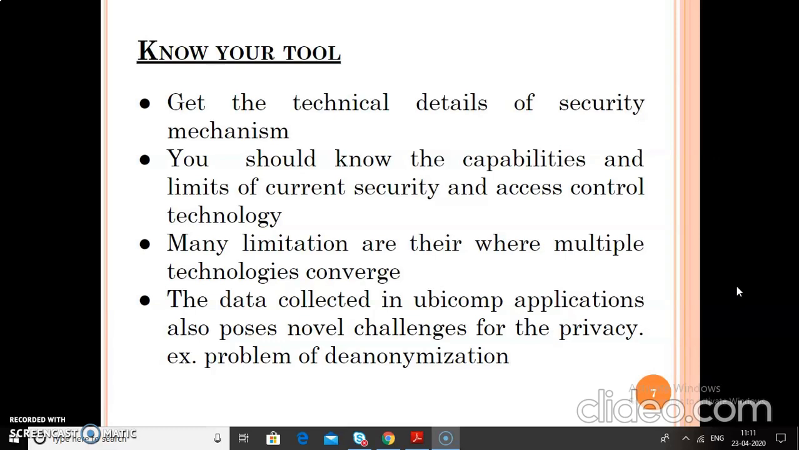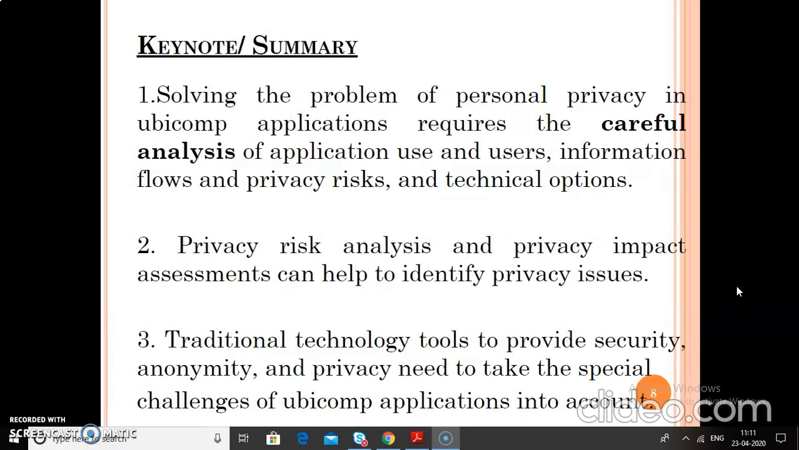Now, in the final stage, we will see summary of today's session. In today's session, we learn that we have to focus on each and every information. We should take careful analysis of application use, users, information flow, privacy risk and technical options. Also, we have to focus on two aspects, that is privacy risk analysis and privacy impact assessment. At last stage, we have to focus on one more thing, that is technological solution and security mechanism.